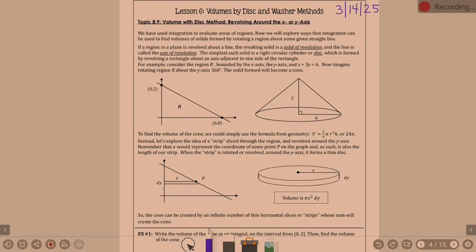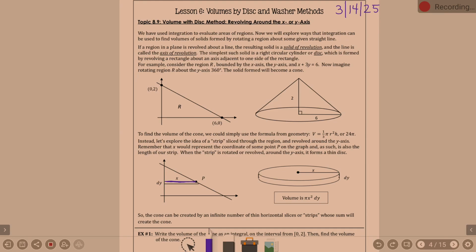So we're going to explore the idea of a strip sliced through the region revolved about the y-axis. Remember that x would represent the coordinate of some point P on the graph, and as such is also the length of our strip. When the strip is revolved around the y-axis, it forms a thin disk. You know how I draw a line a lot? That's basically what I'm doing. That line is representing a real thin rectangle. We're just taking one slice out of the cone.